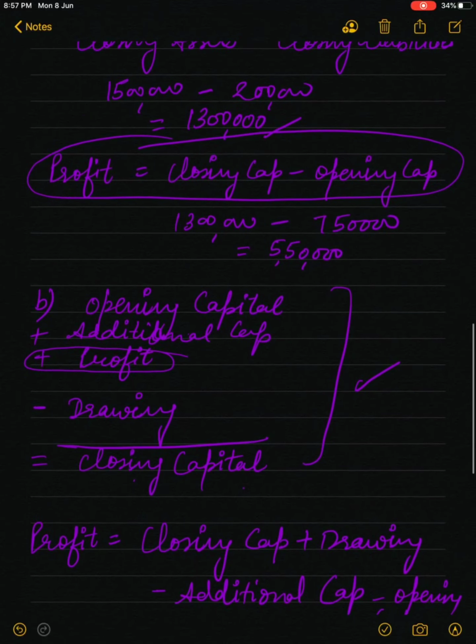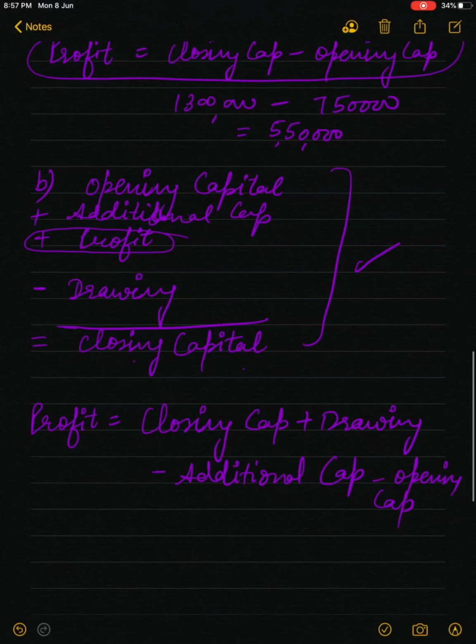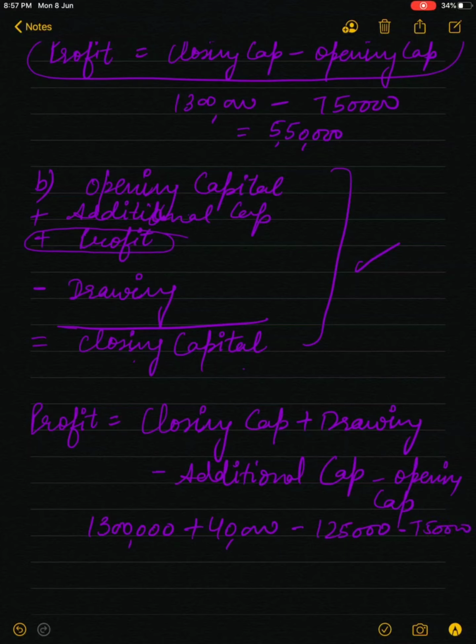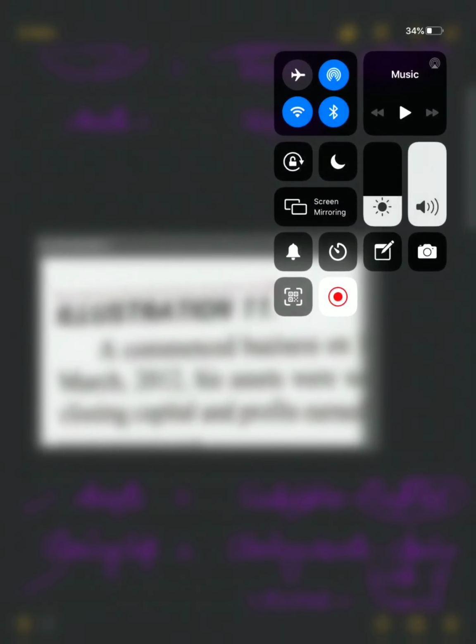Now put in the amounts. We found the closing capital, 13 lakh, plus drawing amount 40,000, minus additional capital amount rupees 1,25,000 and minus opening capital amount 7,50,000. By adding and subtracting these terms, the profit amount is rupees 4,65,000. The chapter has finished. So solve all the practical questions and additional questions of this chapter.